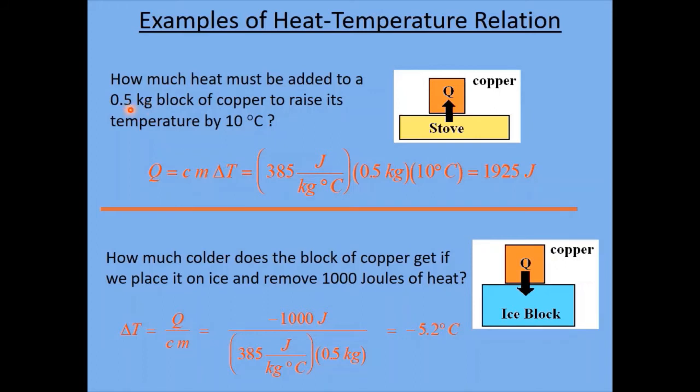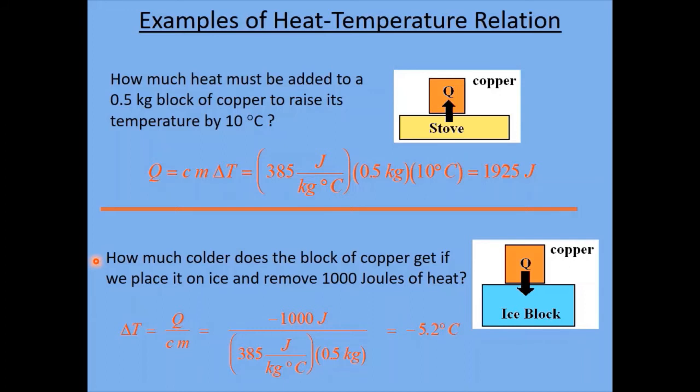The mass of the copper was given here as 0.5 kilograms, and the temperature change is 10 degrees C. So by multiplying 385 times 0.5 times 10, we end up with 1,925 joules. And if you look carefully here, you can see the units: the kilograms cancel, the degrees C cancel, and we're left with just the joules, which is the unit for heat.